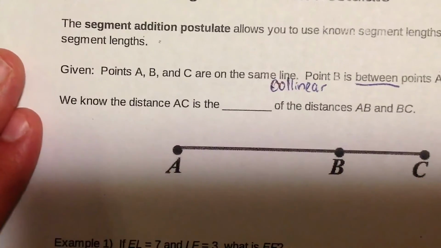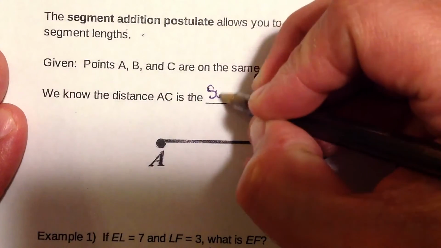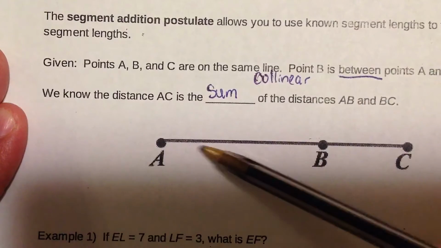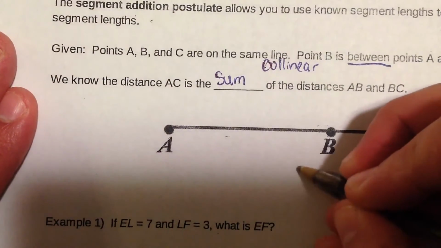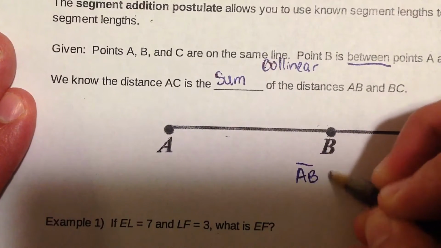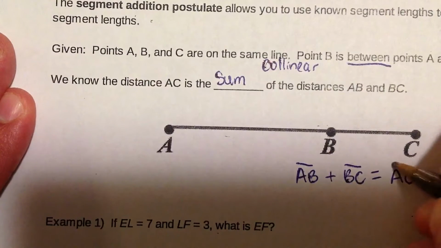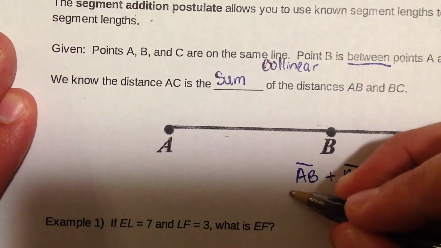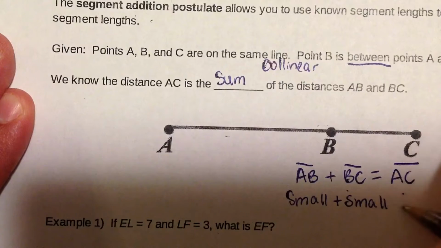We know the distance AC is the sum of the distances of AB and BC. So we can say that AC is the sum of both AB and BC. The way we're going to write that is AB plus segment BC equals segment AC. So we have small piece plus small piece equals whole piece. Small plus small equals whole.